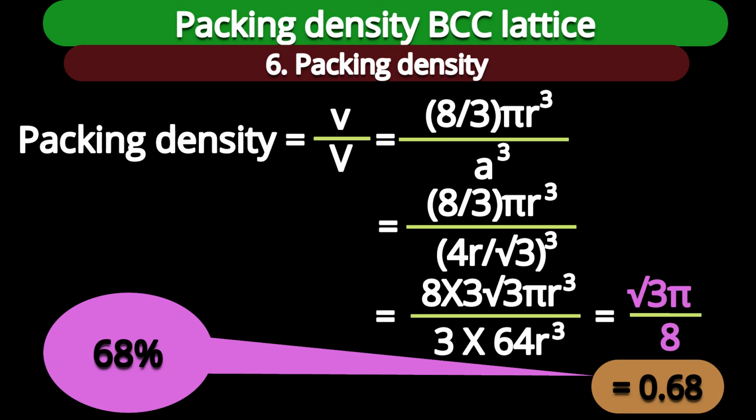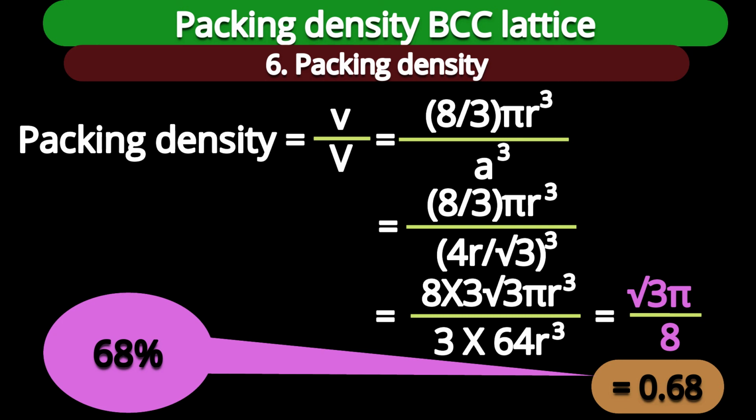So what will get cancelled? 3 and 3 will get cancelled. r cube and r cube will get cancelled. And 8 is 2, 8, 64. So the final answer, represented in purple color, is root 3 pi upon 8. Simplify. Root 3 means 1.73, pi means 3.14, which is equal to 0.68. Yes, 0.68 fraction is occupied by atoms in the BCC crystal lattice.